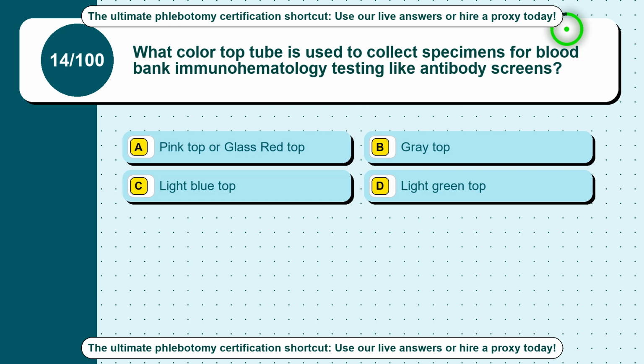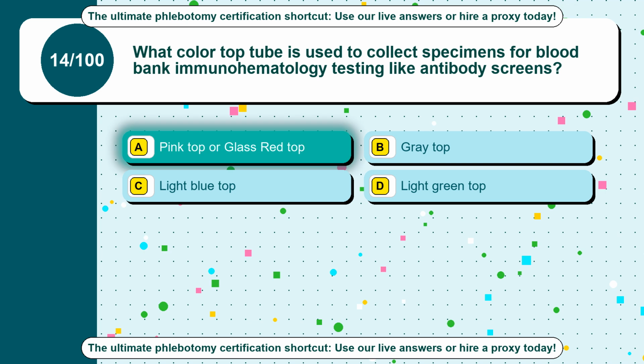Question 14. What color top tube is used to collect specimens for blood bank immunohematology testing like antibody screens? Option A, pink top or glass red top. Option B, gray top. Option C, light blue top. Option D, light green top. The correct answer is option A, pink top or glass red top.